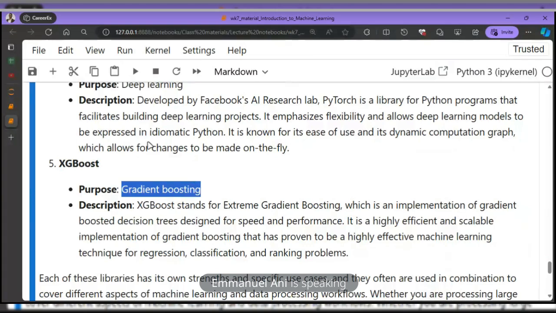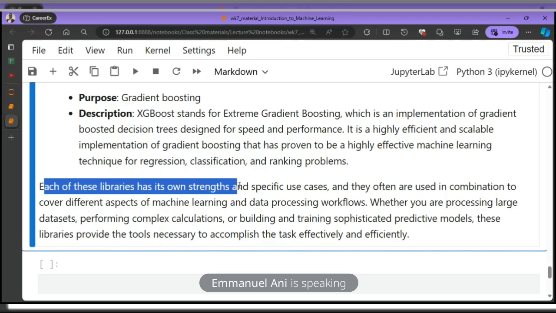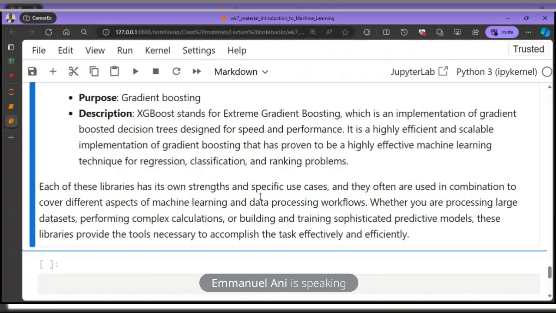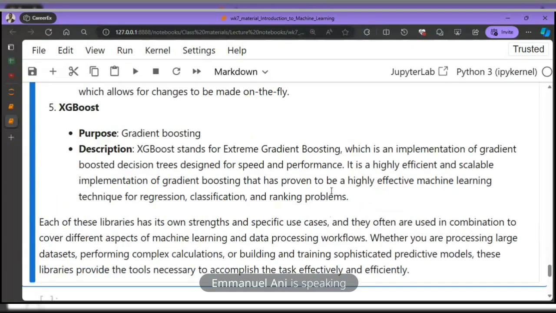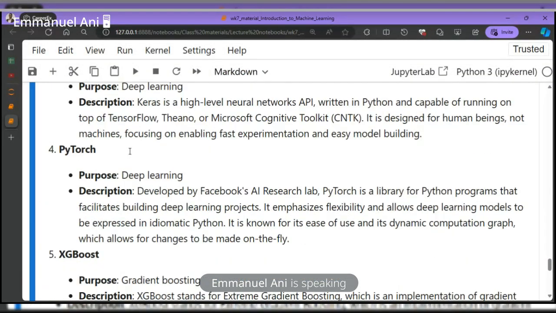This is an ML algorithm basically that can be used for classification or regression tasks. So it's a library, and we're going to look at this library as well. Each of these libraries has its own strengths and specific use cases, and they often are used in combination to cover different aspects of machine learning and data processing. These things are what would help you to achieve your purpose of building machine learning models.